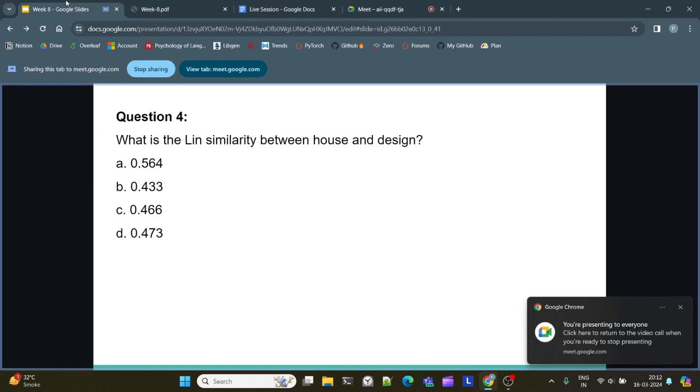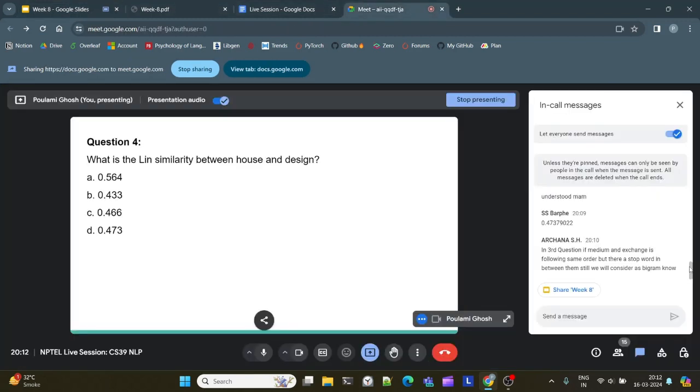So how about this question? Okay, we'll discuss this. Let's see. So SS Bharti has answered, option D, I think, right? Could you please explain how you came to the solution?